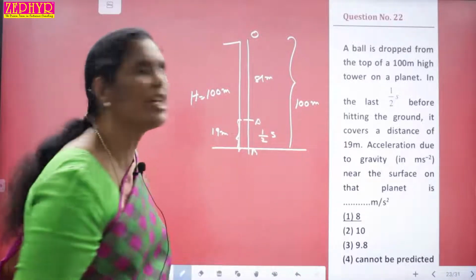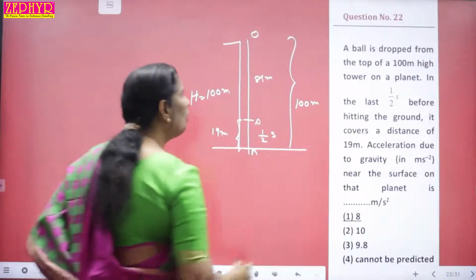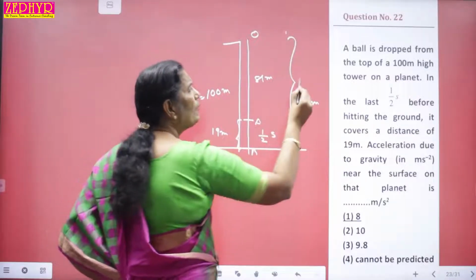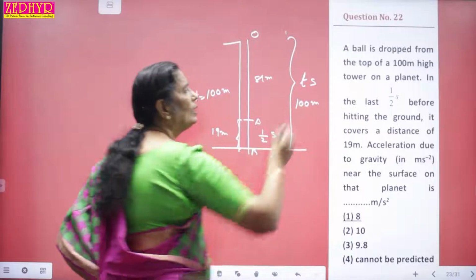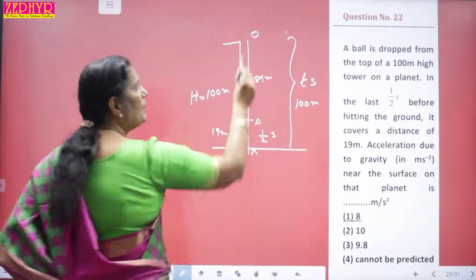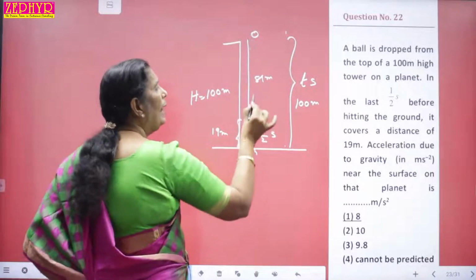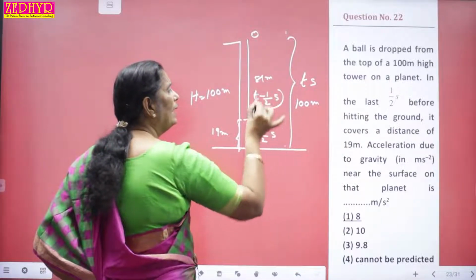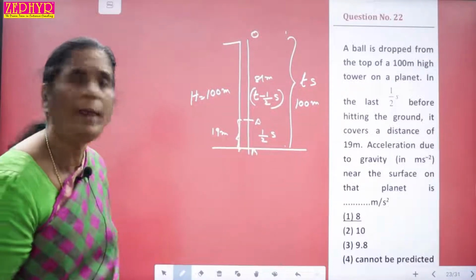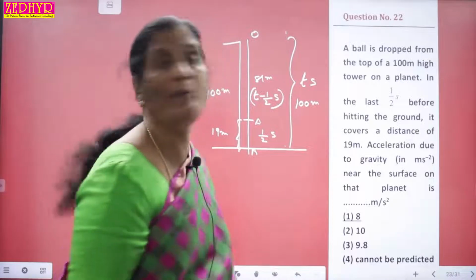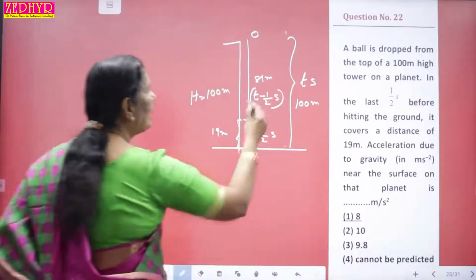Okay, then what is the acceleration due to gravity? Let us assume that total time will be t seconds. Total time taken by the body to touch the ground is t seconds. Then what is the time taken by the body to move from O to A? T minus 0.5 seconds, subtract. So for OA time will be t minus half, and for OB time will be t, like that. So now we will write the equations.